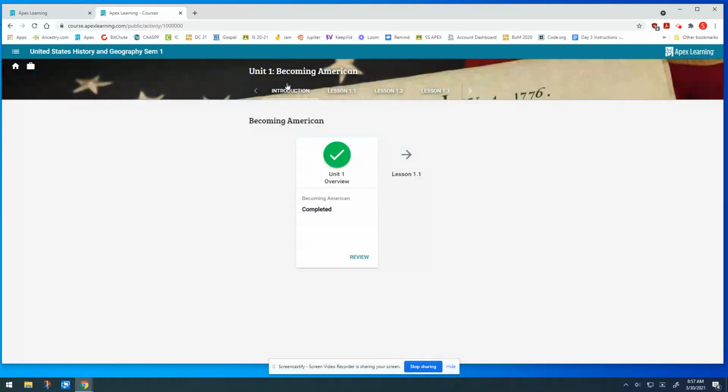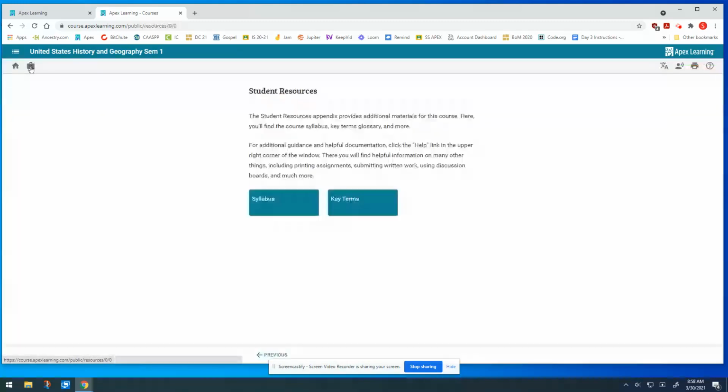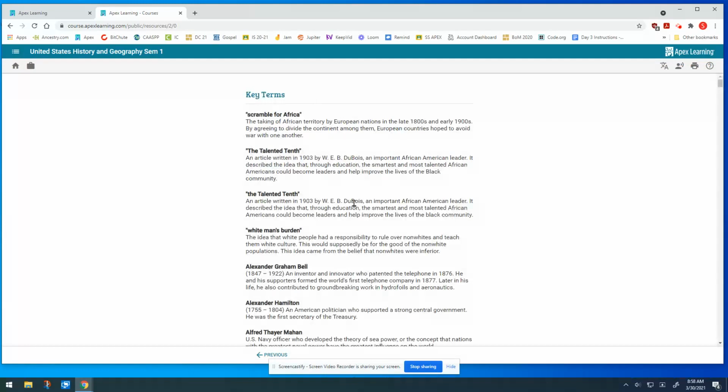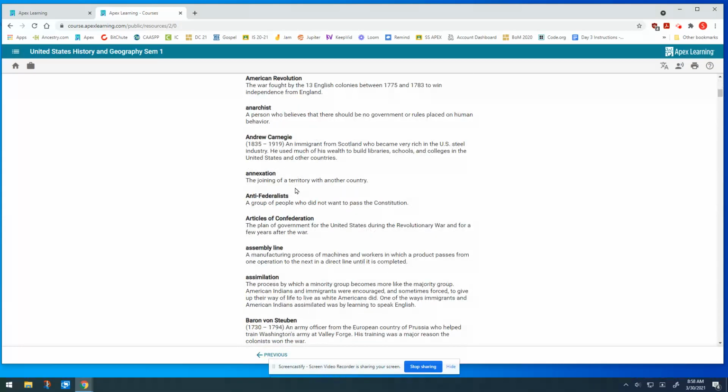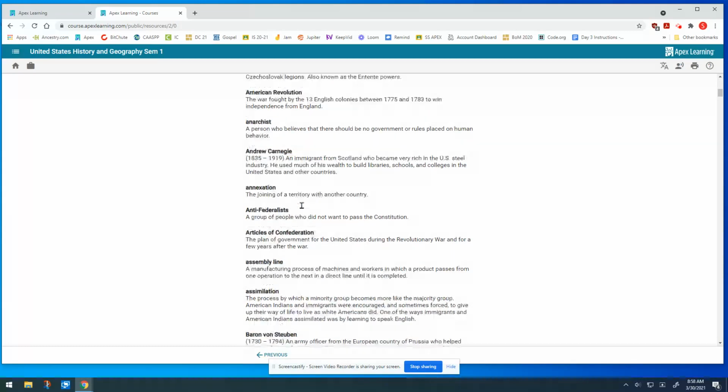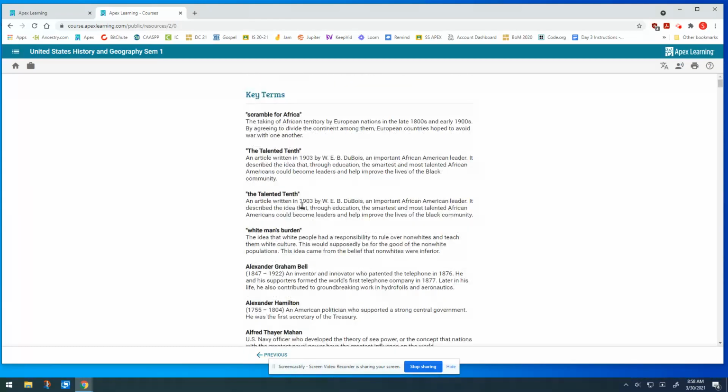And the first thing I'm going to notice is that besides the home page, there's also a suitcase. In the suitcase, if you click on it, you will see two items, a syllabus and key terms. If you go to the key terms, this is very similar to what you will find in the back of your textbook. Key terms, including just phrases and generally an alphabetized list of vocabulary words, concept words.